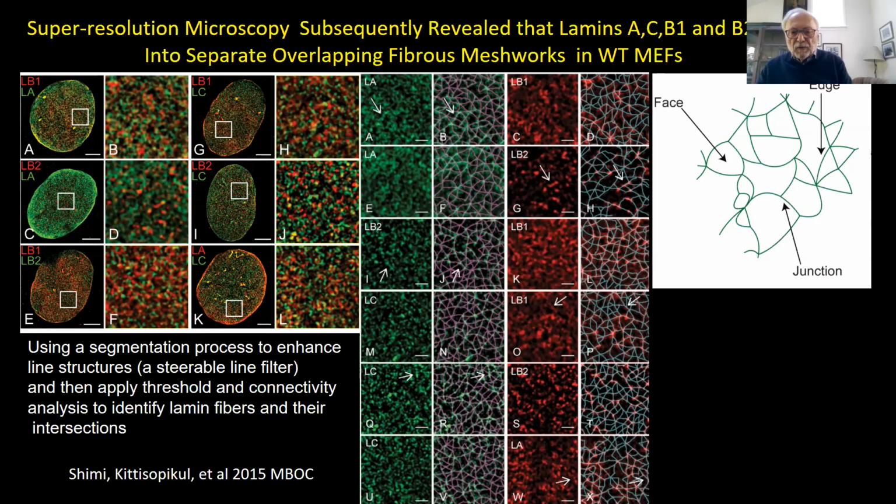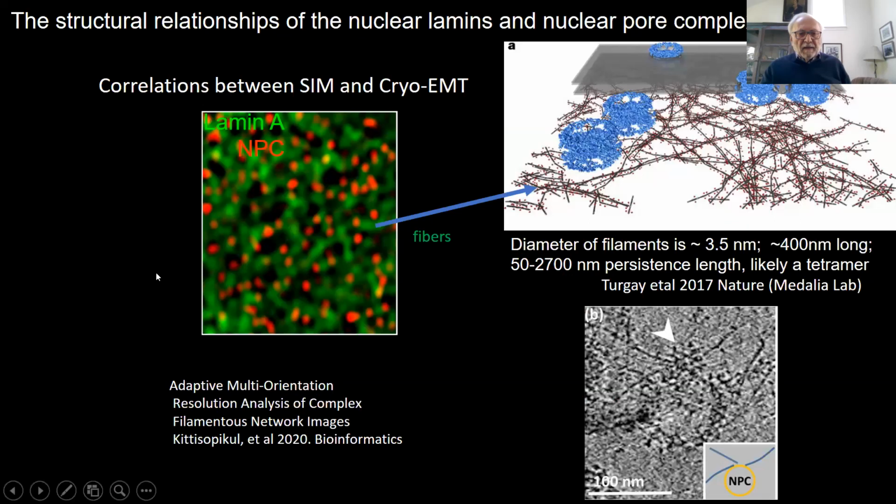And each lamin we were able to show forms a separate yet overlapping structure with the other lamins. And just by definition, I just want to mention to you that we call fibers the structures that we see in the light microscope using super resolution microscopy.